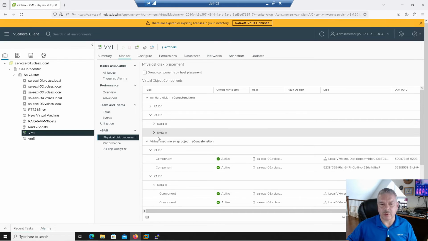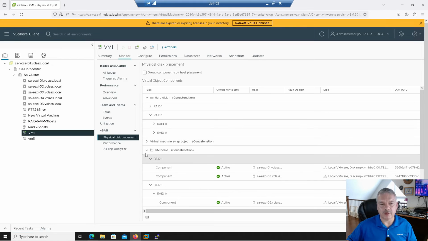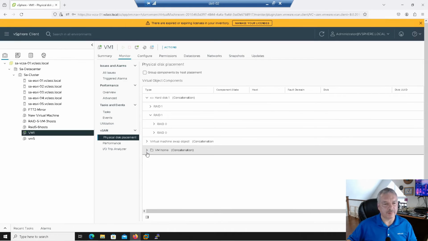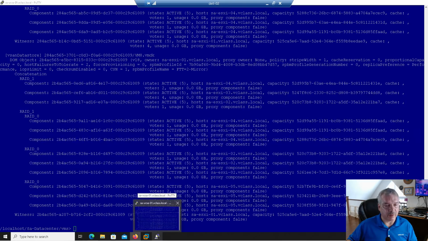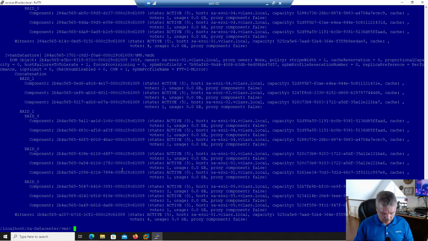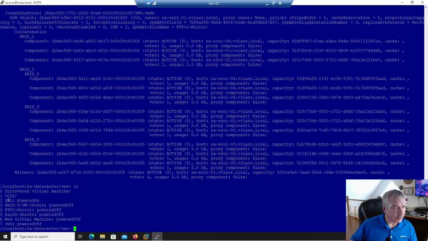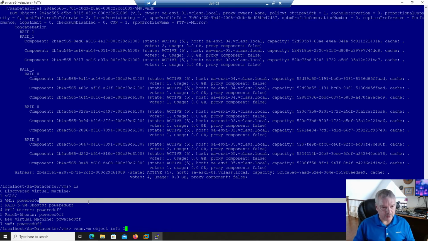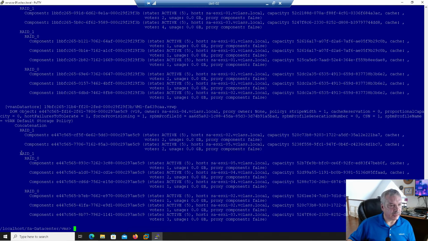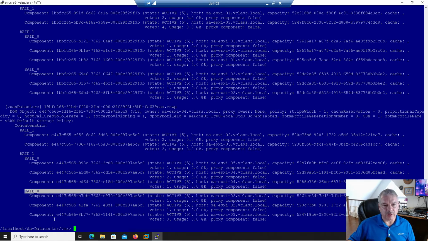You don't see witness components here, okay? There is no witness components. I could actually show you probably a little bit clearer if I go into the Ruby vSphere console, ls. VM1 is number 2, right? So let's do number 2. You'll actually see, again, there's my RAID 1 of these 2 RAID 0 components. You don't see a witness.